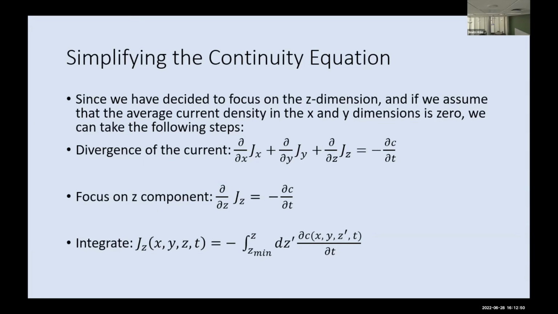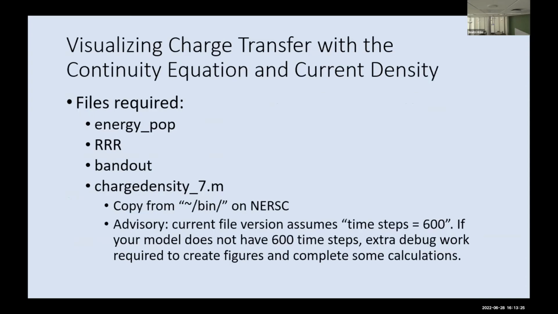we can continue to simplify our equation, since the current density, which I believe Mira will be talking about next, is a three-dimensional vector quantity. It has an X, Y, and Z component. Since we've made the choice to focus on the Z component, we can just assume the average current density in the X and Y direction is 0. So when we do that, we can just focus on the Z part. We integrate it, and we get this expression for the current density.